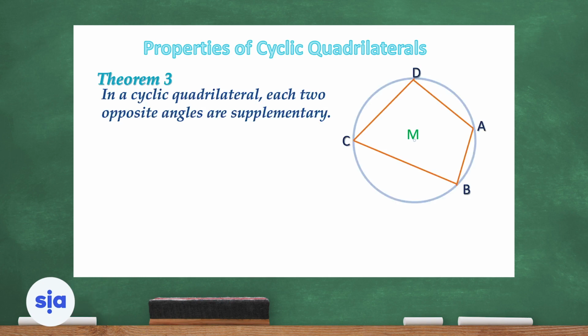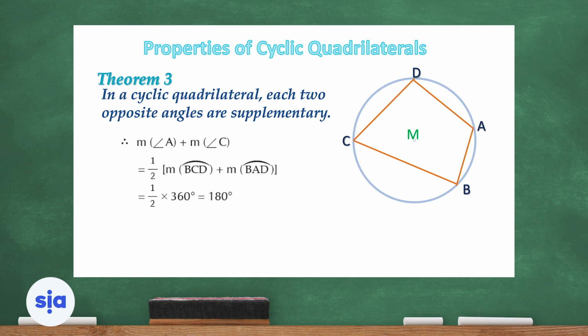Theorem 3. In a cyclic quadrilateral, each two opposite angles are supplementary. And remember, what are supplementary angles? They are angles whose sum is 180 degrees. So, if you can see here, how can we prove it?